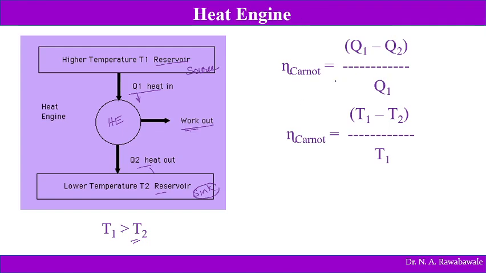So Carnot efficiency is nothing but (Q1 minus Q2) divided by Q1, or this Carnot efficiency is given by (T1 minus T2) divided by T1, where T1 is the temperature of the source, whereas T2 is the temperature of the sink. Sink means a body at lower temperature and source is nothing but a body at higher temperature.